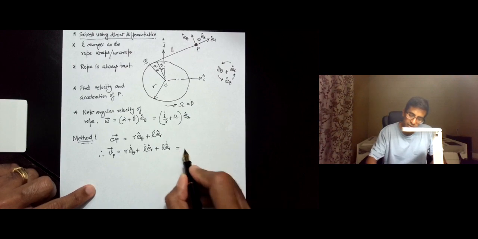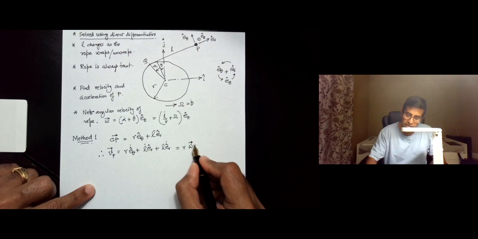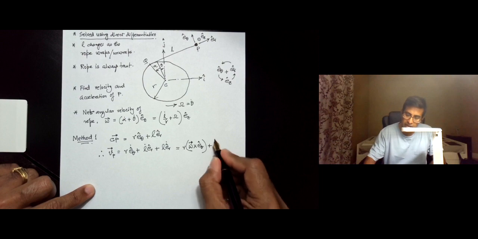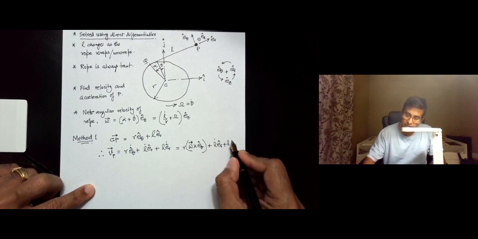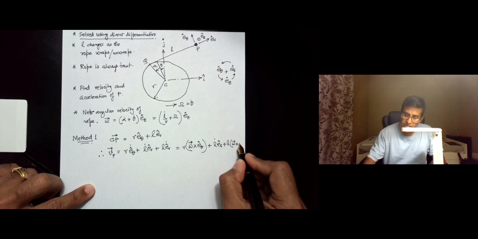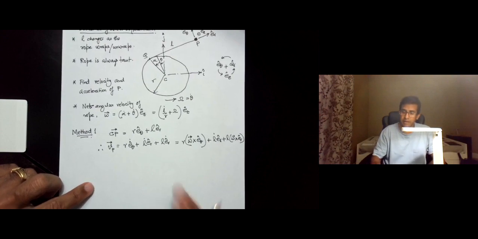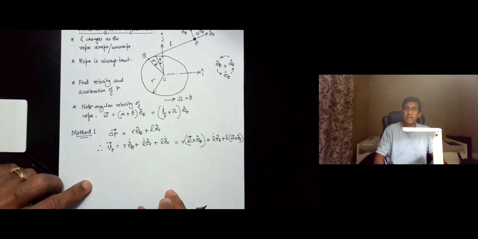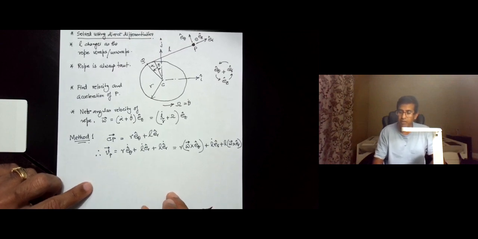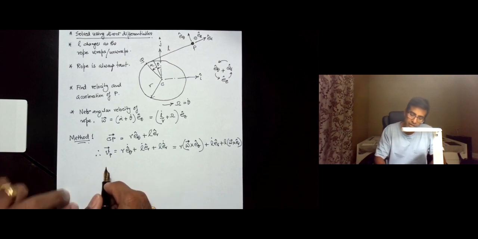And so here we have R times omega cross E theta plus L dot Er plus L times omega cross Er. Right? Because we are taking the derivative of unit vectors, so the derivative of a unit vector is the net angular velocity of the unit vector cross the vector itself.